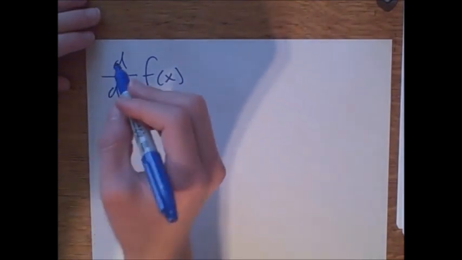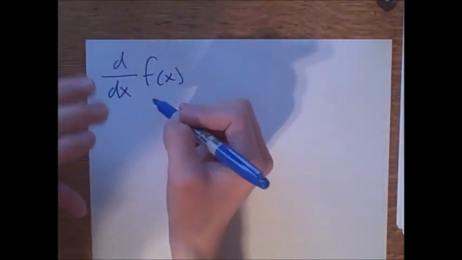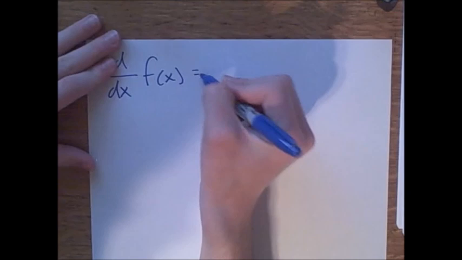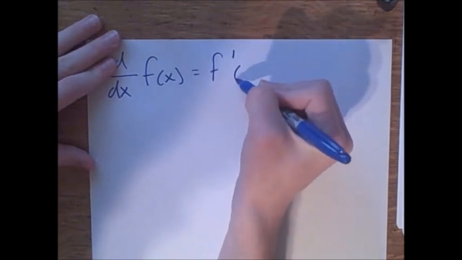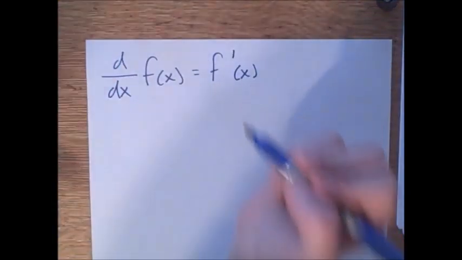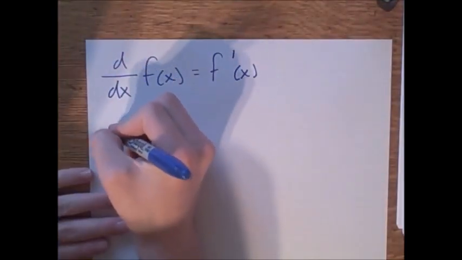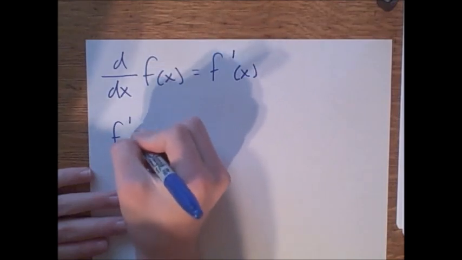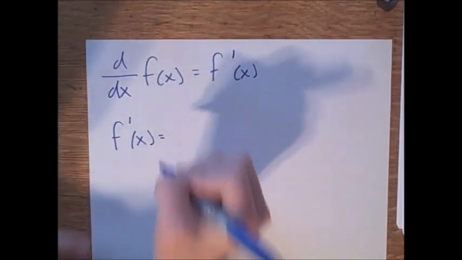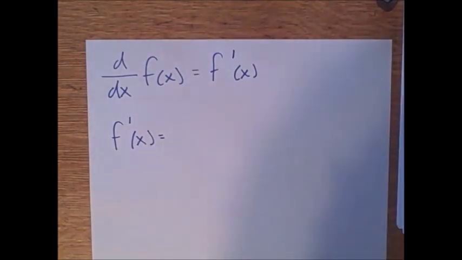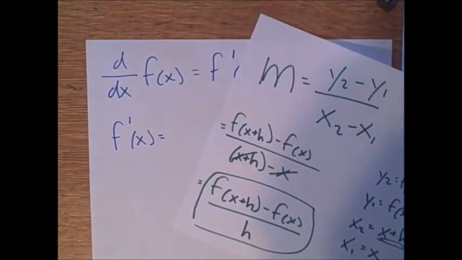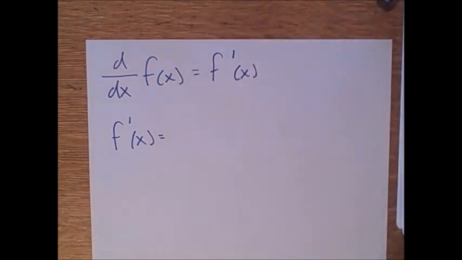However, d dx of f of x is going to be equal to f prime of x. The derivative of f of x is f prime of x. So what is f prime of x equal to? And remember, this can be any function, just anything. Well, like I said here, we're going to be trying to find the slope. And we renotated it this way, so let's put that in, okay?